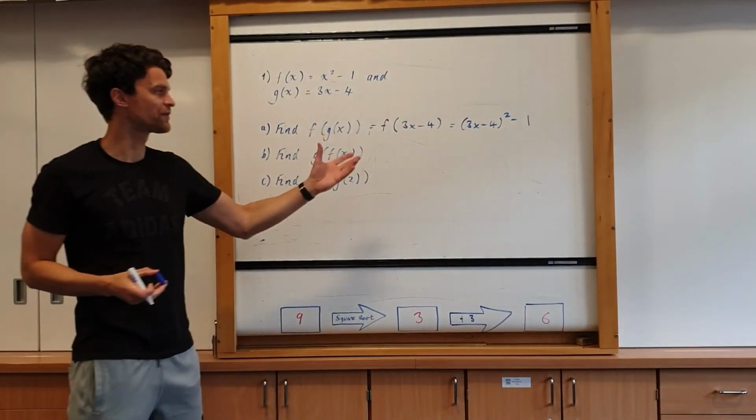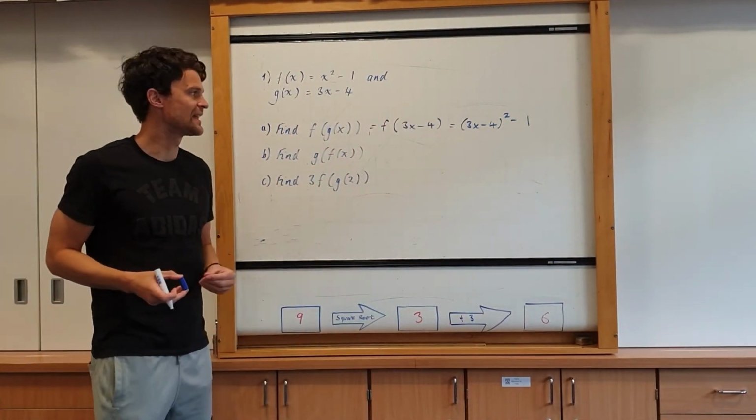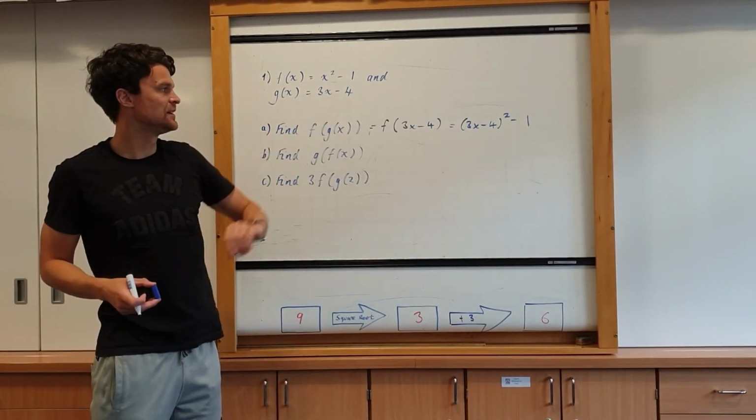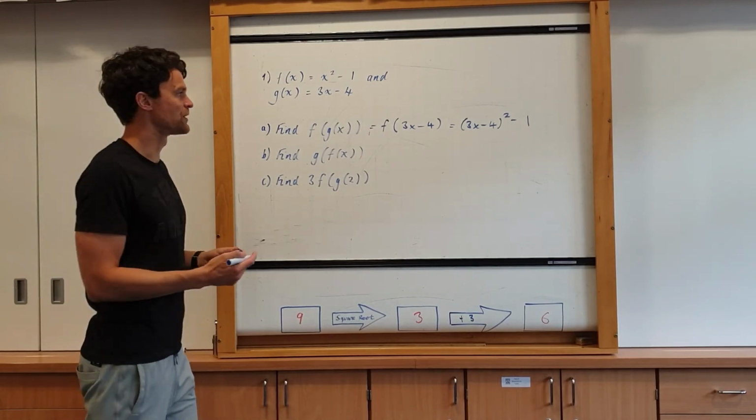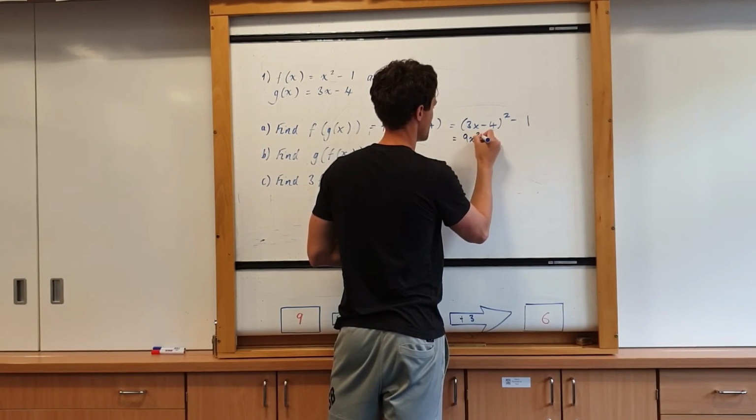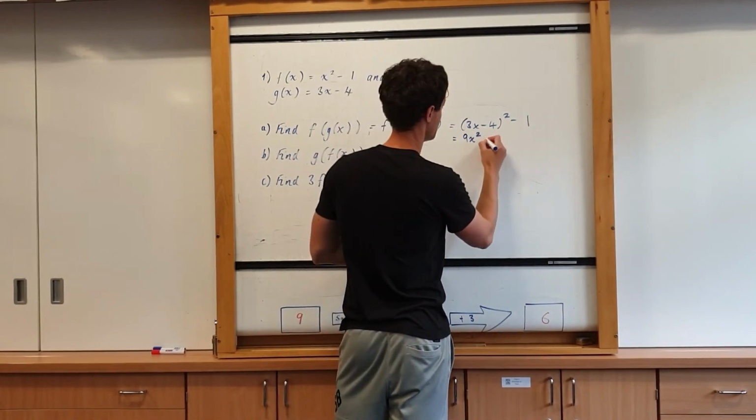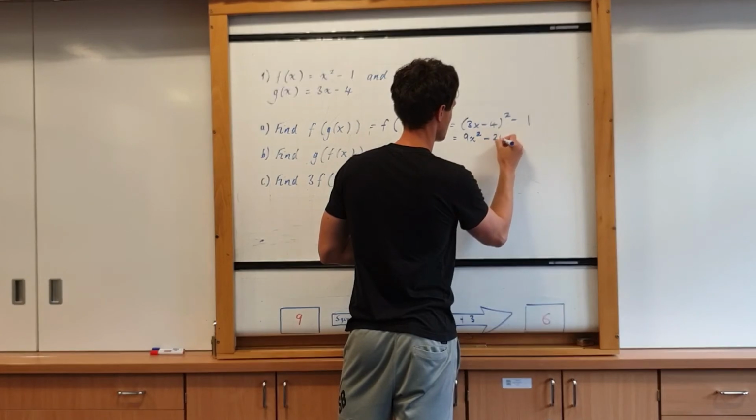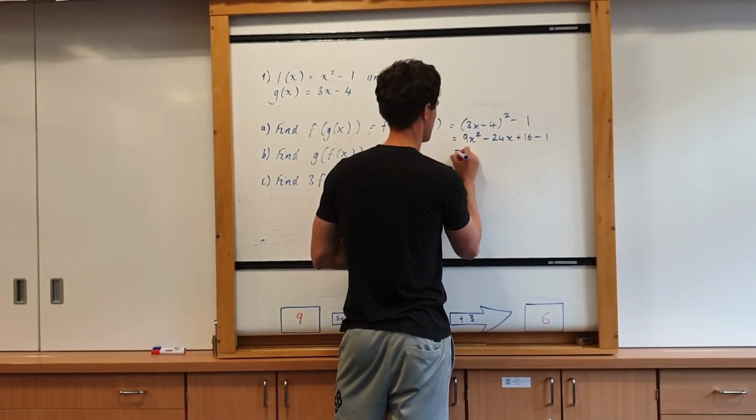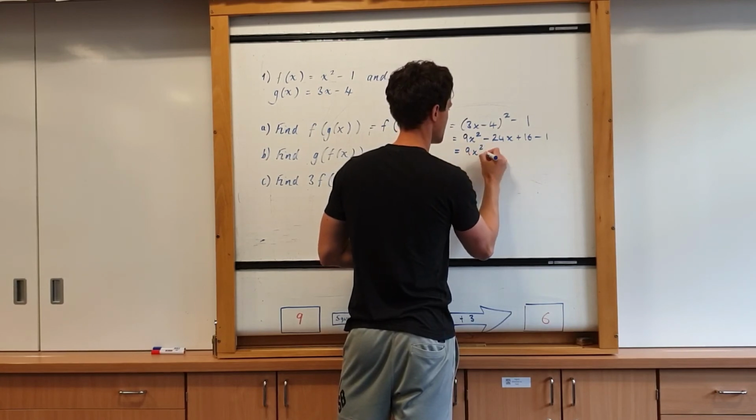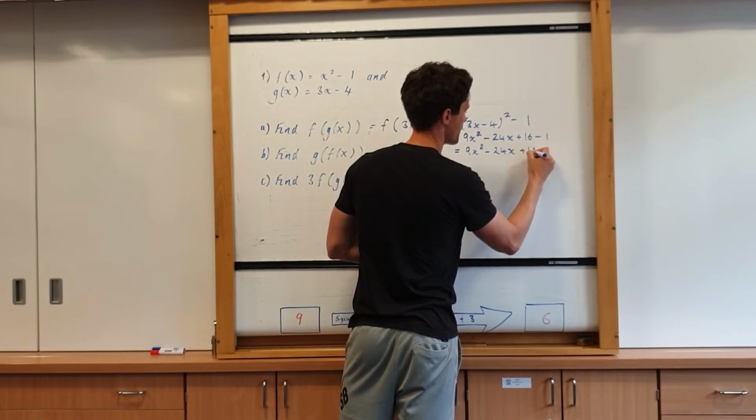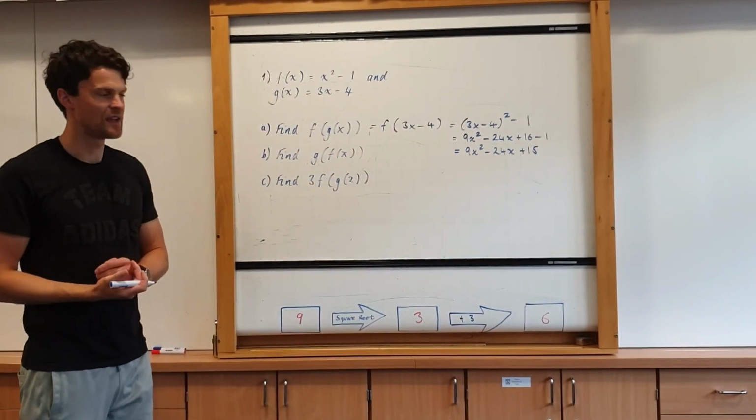and hopefully you can see all I've done there is I've replaced the x with 3x minus 4. So x squared has become 3x minus 4 all squared minus 1. And obviously what we can do there is multiply out the bracket. And then we can collect like terms to get our final answer. And that's my function f of g of x.